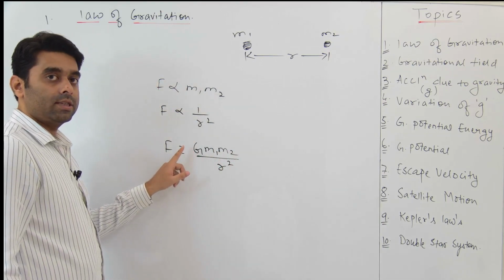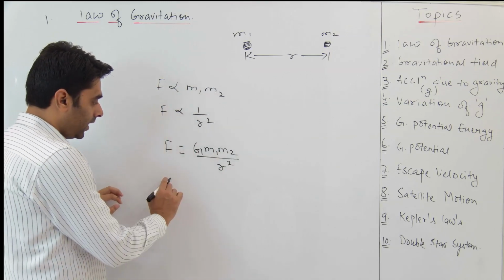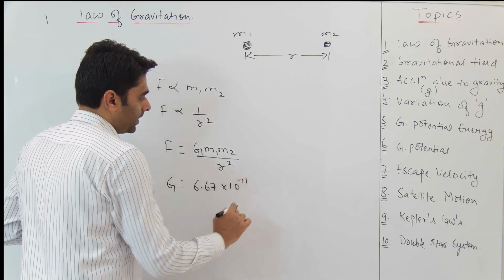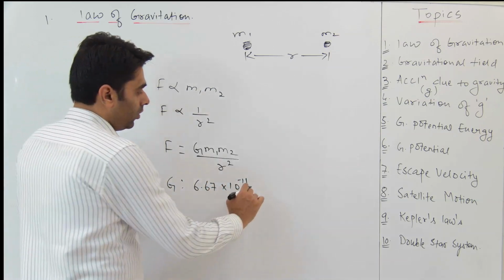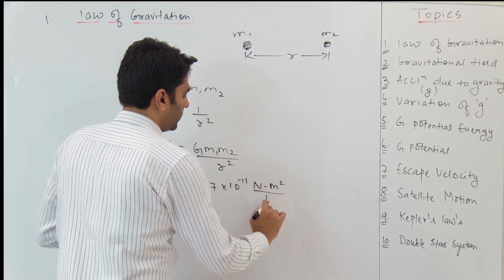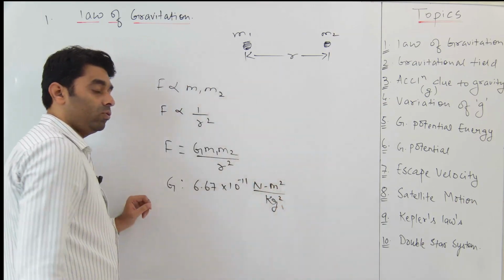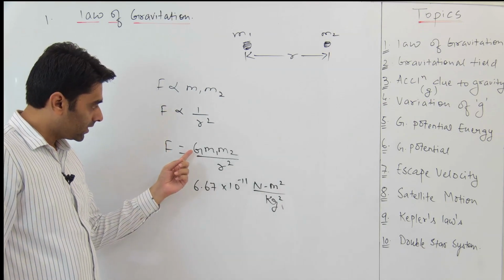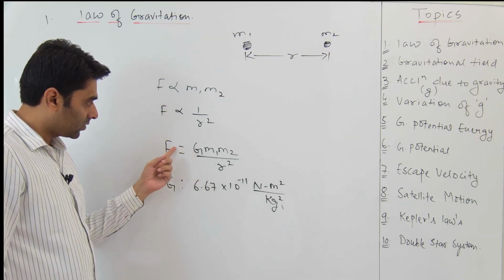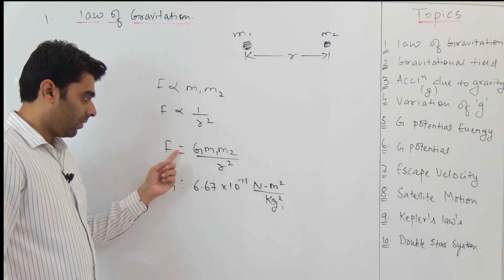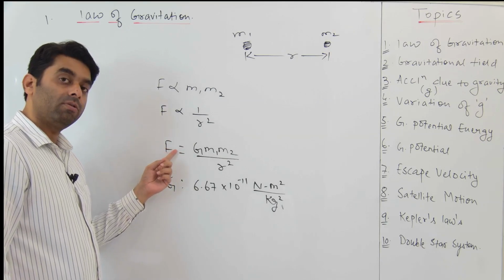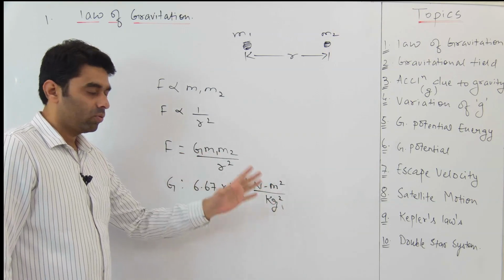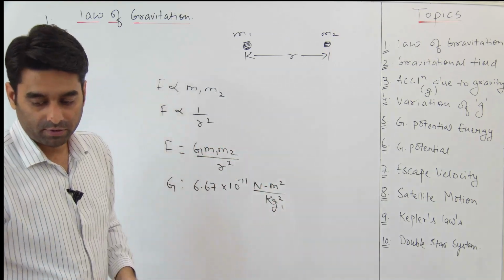Over here G is our universal gravitation constant and its value is 6.67 into 10 power minus 11. The unit for G is Newton meter square by kg square. Many students have difficulty remembering this unit, but it is very easy to remember. G can be written as F r square by m1 m2. F is Newton, r square is meter square, m1 m2 will be kg into kg. So the unit is Newton meter square by kg square. This is our universal gravitation constant.